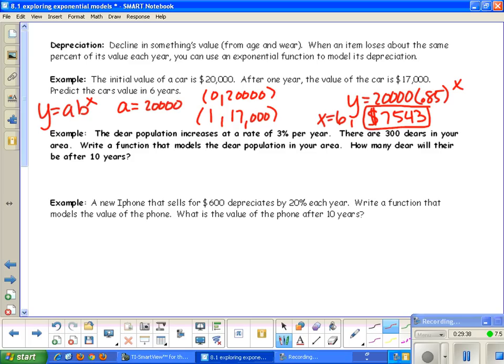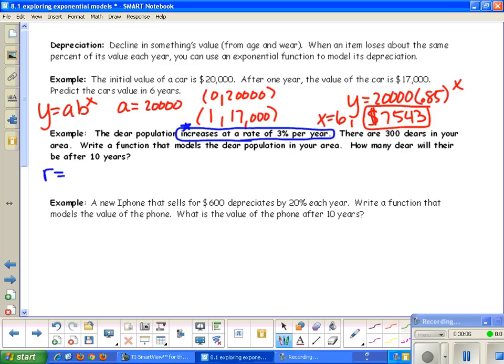So the next example says the deer population increases at a rate of 3% per year. There are 300 deer in your area. Write a function that models the deer population in your area. How many deer will there be after 10 years? So now the key words right here are the fact that it says it increases at a rate of 3% per year. So it didn't give me the growth factor, but it gave me the rate at which we are growing, and I know it's growing because it says the word increase. If it said decrease, then I know it'd be decay factor.